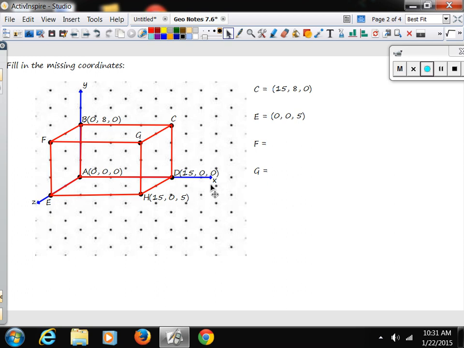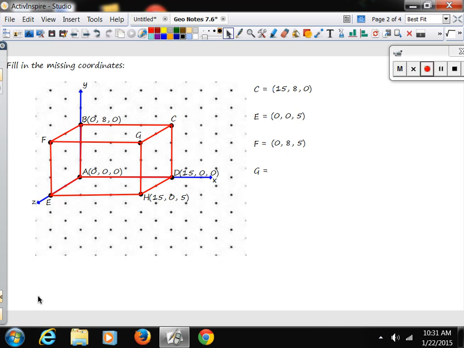F. To get to F, you didn't go over at all on the x-axis, did you? No. You went up 8 on the y-axis and out 5 on the z-axis. So it's just 0, and then 8, and then 5. 0, 8, 5 there for point F. That's how you would get to F. You go over 0, up 8, and out 5 on the z-axis.